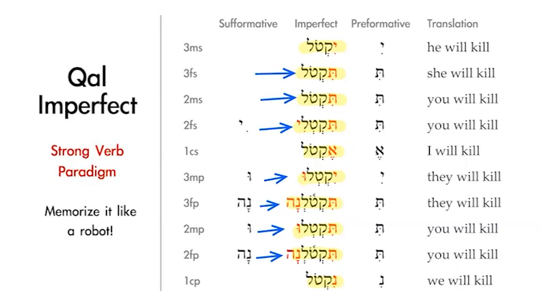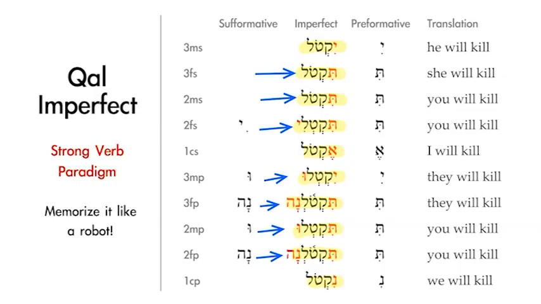The subformatives and the preformatives are also highlighted for you in the columns on either side of the verb. You don't have to memorize those as separate realities. You simply need to memorize that imperfect paradigm. Let's say it again together. Yiktol, tiktol, tiktol, tiktli, eqtol, yiktelu, tiktolna, tiktelu, tiktolna, niktol. Memorize this paradigm like a robot. Every consonant, vowel, dagesh lene, and accent mark.